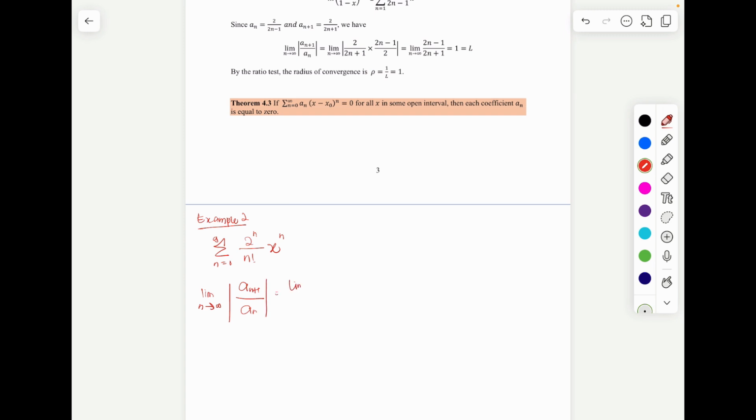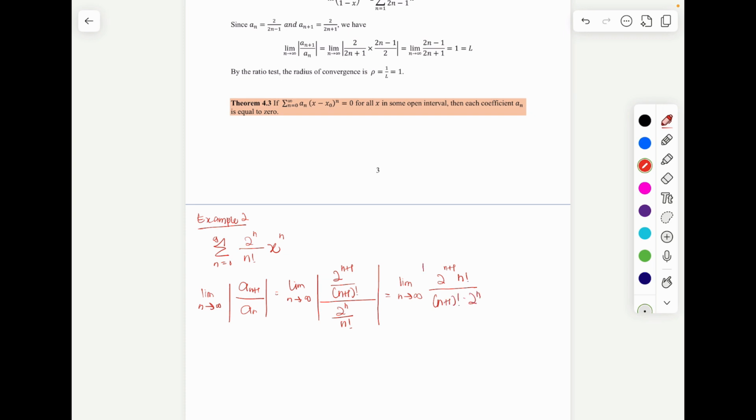Based on the given series, a_(n+1) is 2 to the power of n plus 1, divided by n plus 1 factorial, divided by a_n, which is 2 to the power of n over n factorial. Okay, this is too long. So now you can rearrange first. It becomes 2 to the power of n plus 1 multiply with n factorial, divided by n plus 1 factorial multiply with 2 to the power of n.